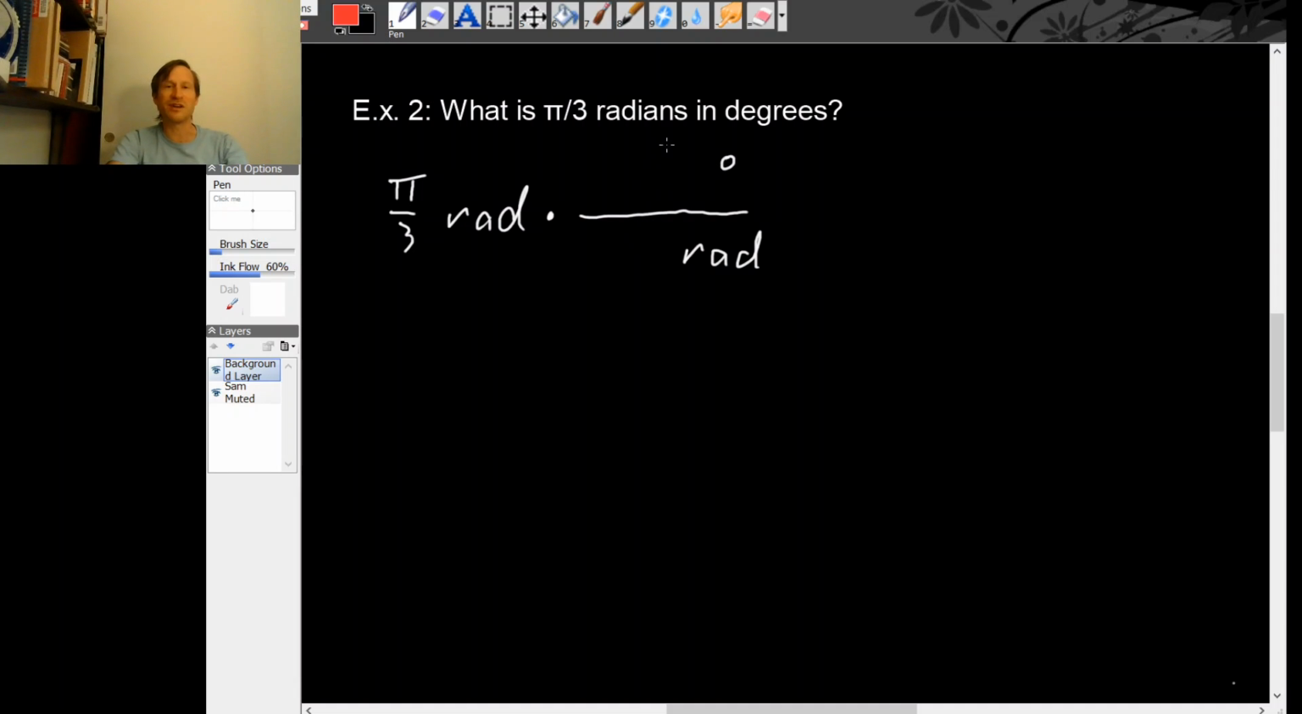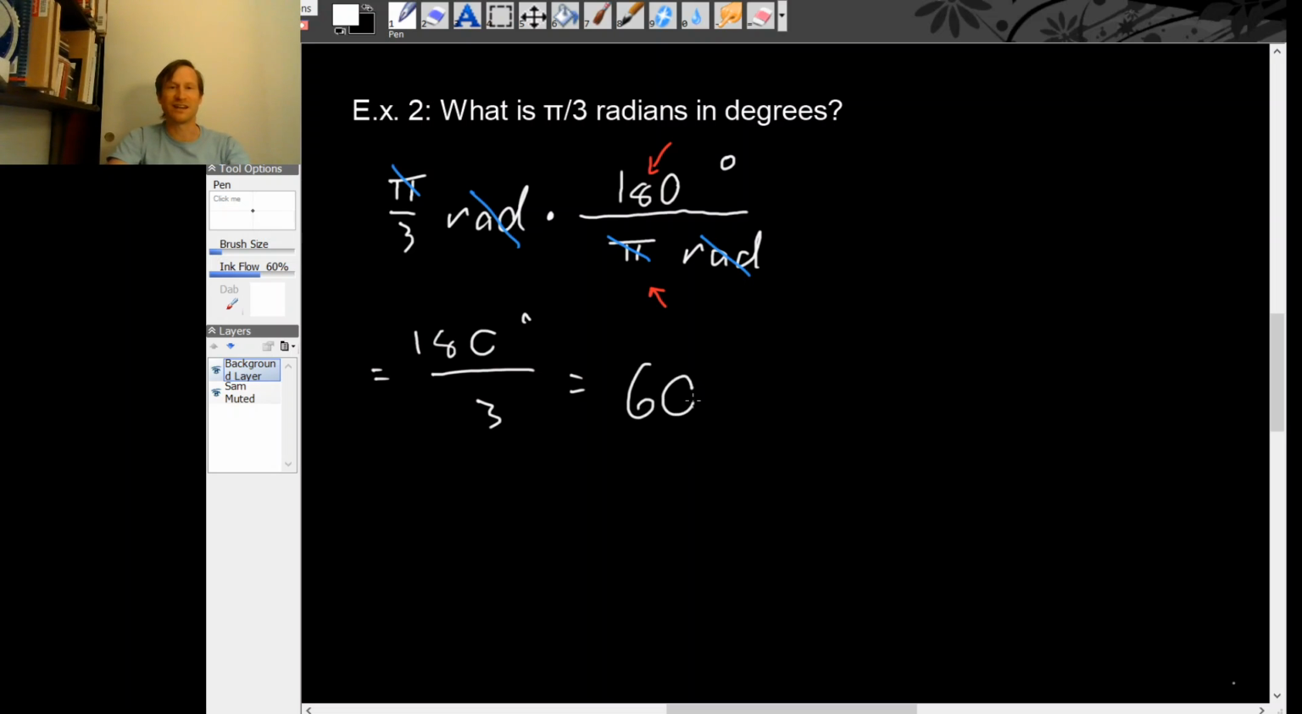And now we just have to put numbers here and here so that this fraction is equal to 1. In other words, we have to put two angles in the numerator and denominator that are actually the same. And we know that 180 degrees is the same as pi radians. And now we can simplify this expression. So this radian unit cancels that radian unit. This pi up here simplifies away with that pi down there. And we get 180 degrees over 3, and that's 60 degrees.